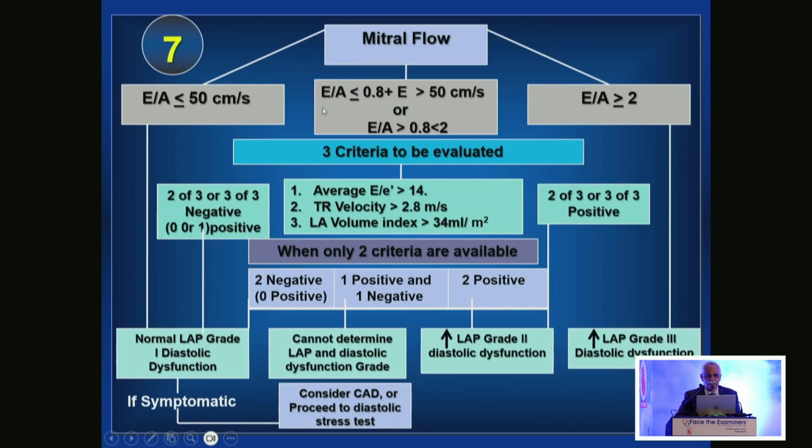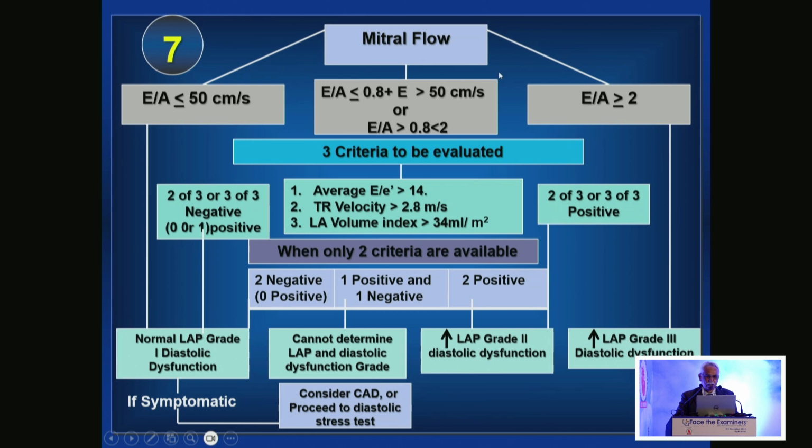If only 3 parameters are present, here you can see, this is the mitral flow pattern. I told you initially, if the E wave is 50 centimeters per second or less, and the E by A ratio is less than 0.8, it immediately qualifies for grade 1 diastolic dysfunction. Here the E is very markedly increased and A is very small and the ratio is more than 2. It qualifies straight away for grade 3 diastolic dysfunction.